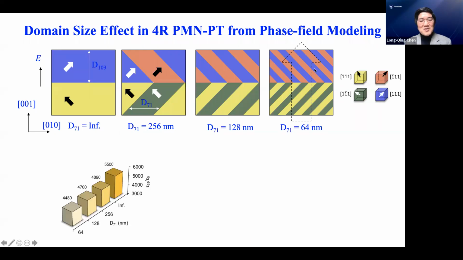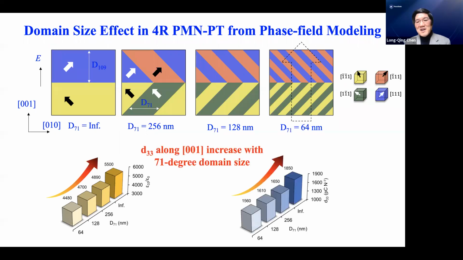And if we now compute the dielectric constant and the piezoelectric constant, indeed the bigger domain, so no domain walls, has the highest piezoelectric response. So we theoretically show that big domains give you higher piezoelectric response rather than smaller domains.